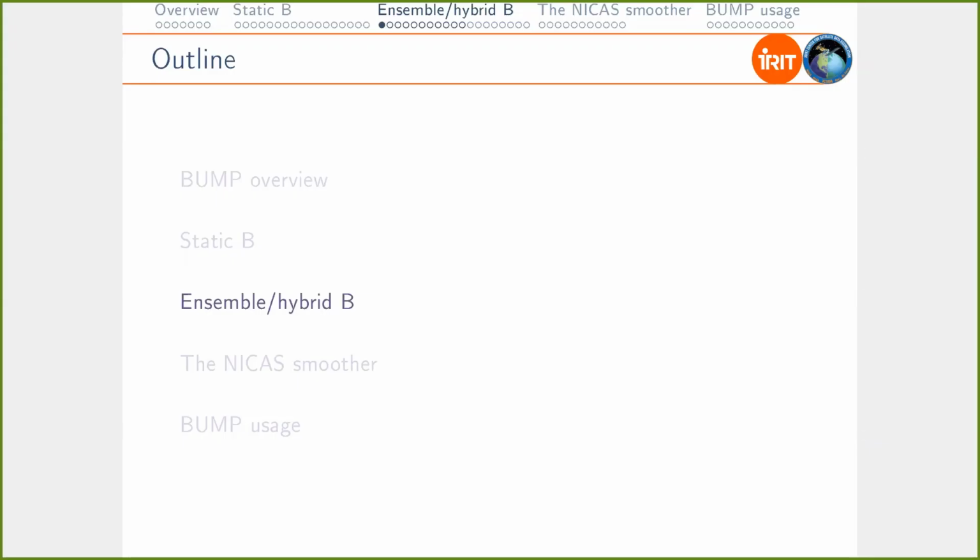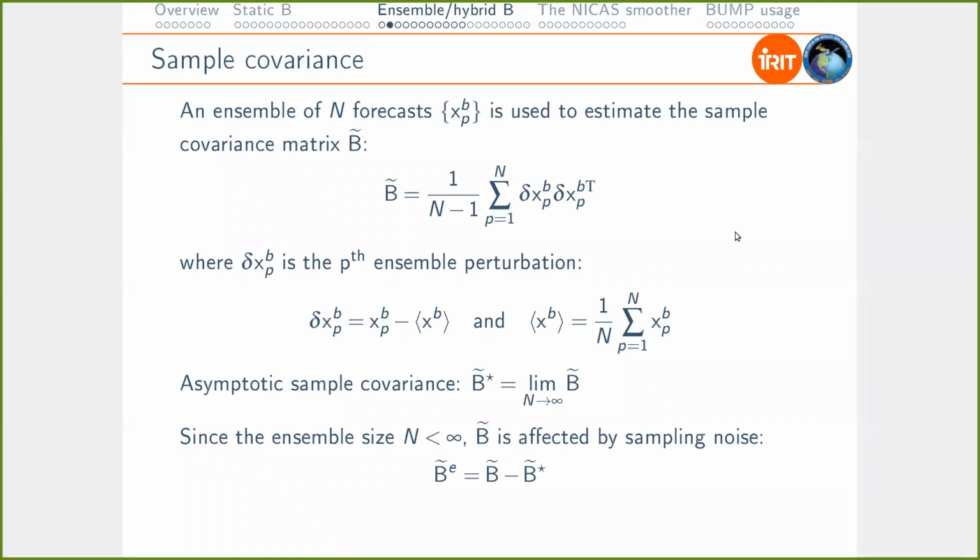So let's do just some basic math about covariance estimation. Let's say we have an ensemble of capital N forecasts. They are used to estimate the sample covariance matrix B tilde. This formula is the traditional formula to have an unbiased estimator of the sample covariance.